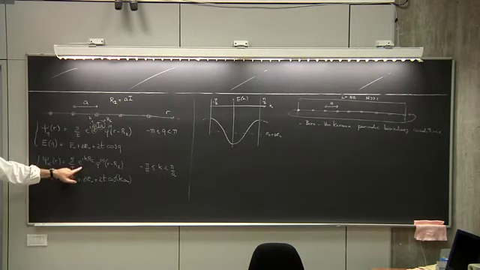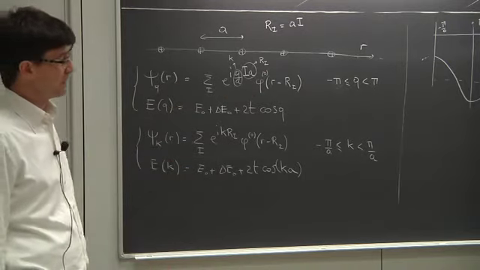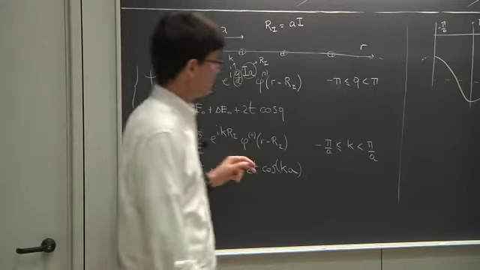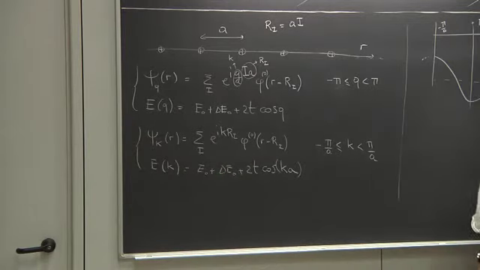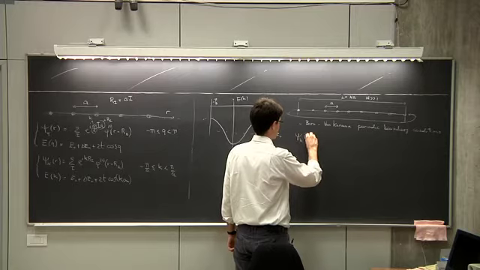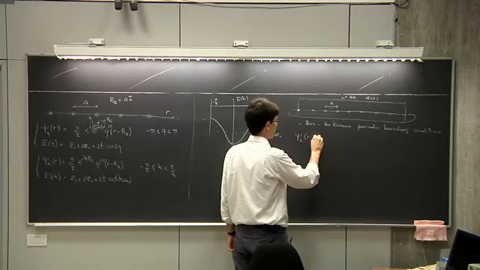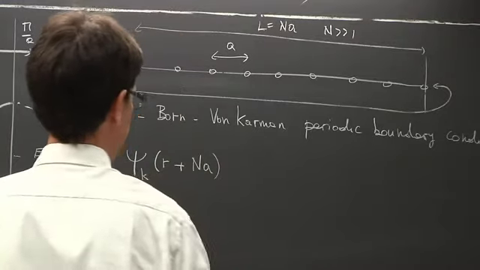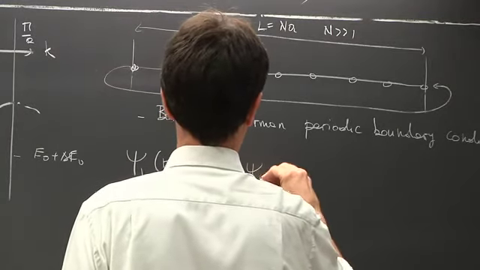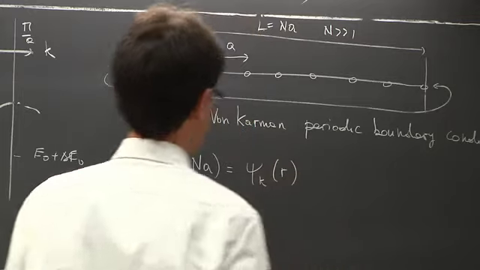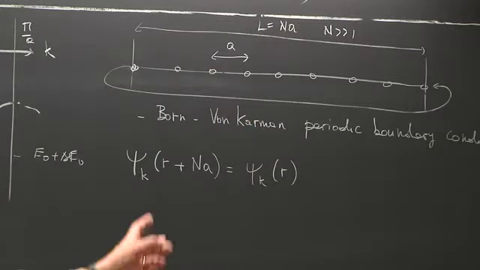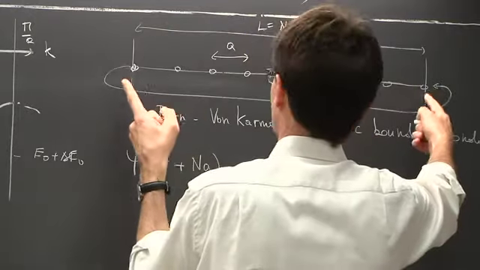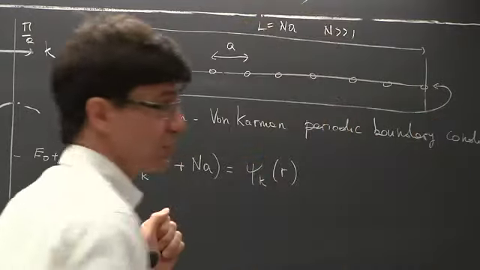So what happens if you apply these Born-von Karman periodic boundary conditions to our wave function? Well, if we apply these conditions, what we need to impose is that psi_k of r plus N times a is equal to psi_k of r. That's all we have to do, right? We have to say that our wave function, when we translate it by Na, which is the length of this segment, just goes back into itself.